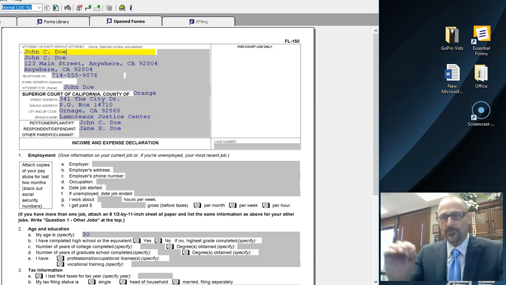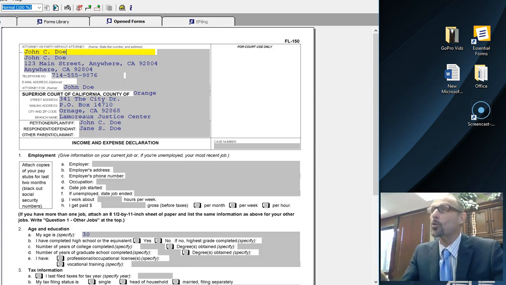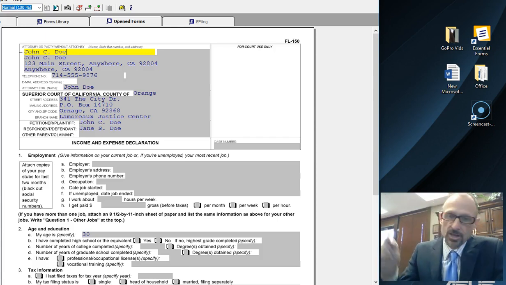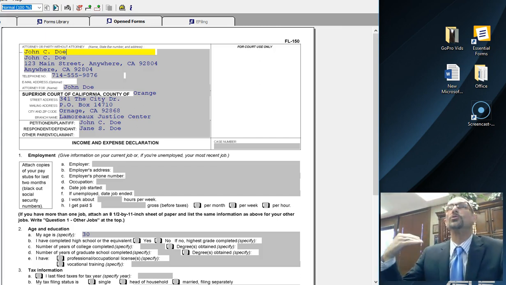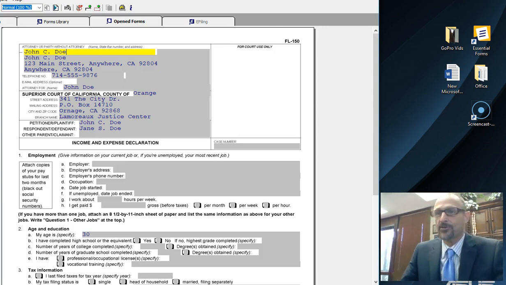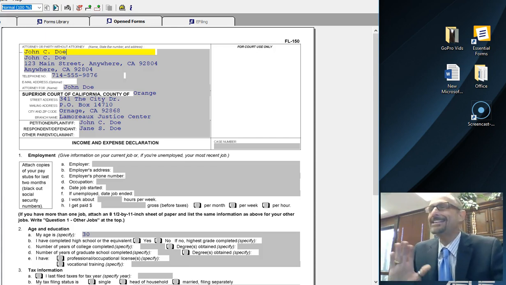financial orders. So if you're completing a request for order for child support, you need an FL-150. If you're asking for spousal support, you need an FL-150. If you're asking the court to order the other side to pay for some of your attorney's fees, clearly that's a financial order. You need to have an FL-150 attached to your paperwork when you file the paperwork. Anytime you're doing anything that has to do with requests for financial orders of any kind, you're going to need this form. So here we go.